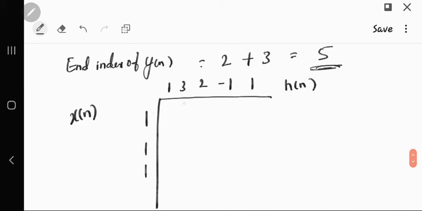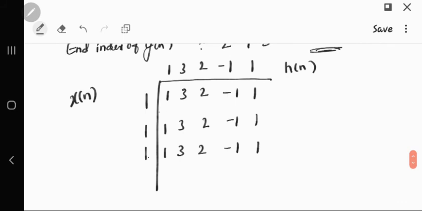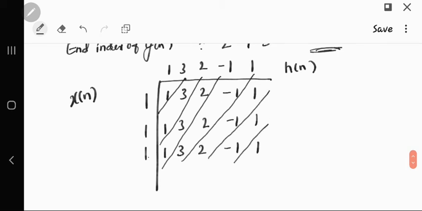Now perform multiplication here. 1 into 1, 3, 2, minus 1, plus 1. Again 1, 3, 2, minus 1, plus 1. I am just multiplying 1 with all the samples of this signal, and again all of them, and again all of them. Whatever sample you have, you just multiply with that. Now you draw lines like this, diagonally combining the signals, all of them.